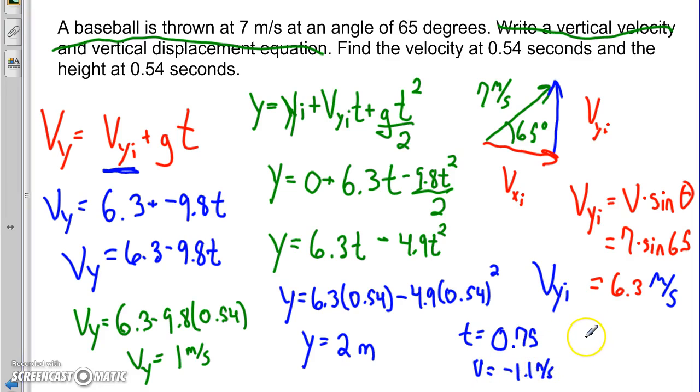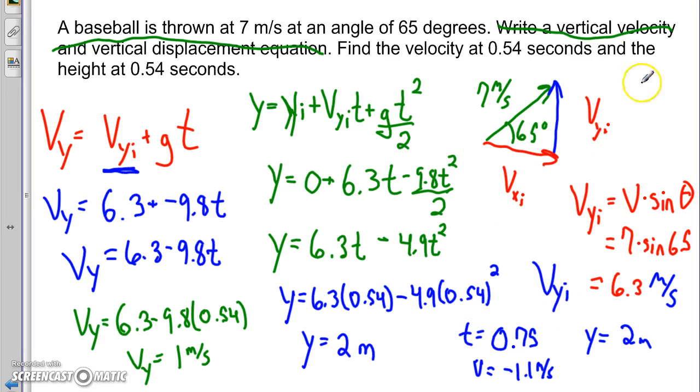I wonder if it's hit the ground yet. Let's figure out what the height is. Okay, so if I plug in 0.75, so 6.3 times 0.75 minus 4.9 times 0.75 squared. It still looks like it's up in the air. In fact, it's almost at the exact same point it was. In fact, if I round, I get 2 again. So this is pretty neat. What we just found, totally unintentionally, was the 2 points that are equal.